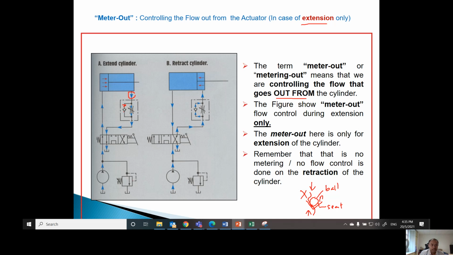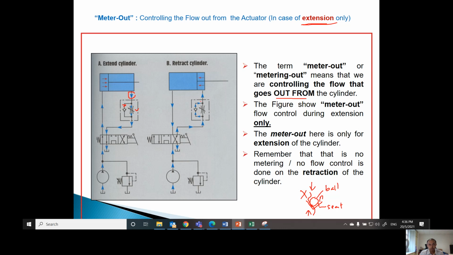Okay, so when the flow is leaving the cylinder, this one is blocked, and then what happens during extension? This is being controlled because it has to go through the flow control valve or throttle valve. So this is meter out during extension only.